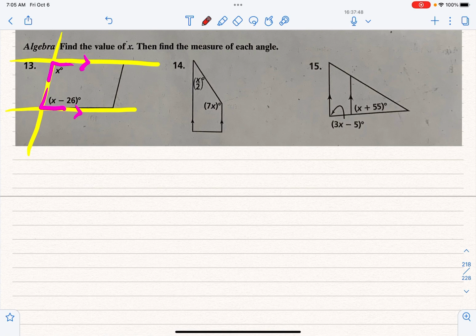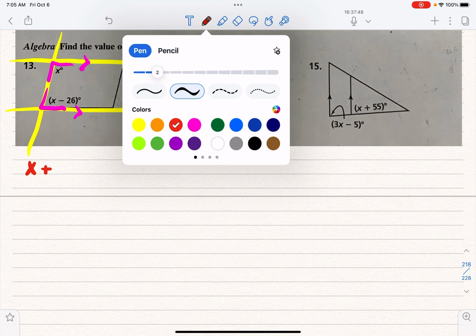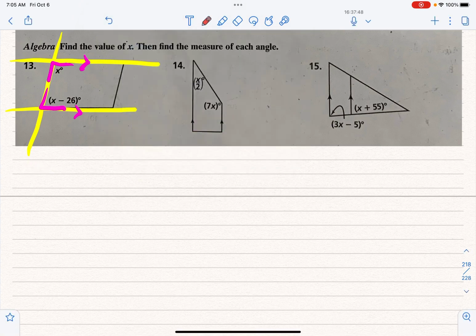are supplementary. So therefore, we know that X, which is one of the angles, plus X minus 26, the other angle, must add up to be 180. Why? Because same side interior angles of parallel lines are supplementary.